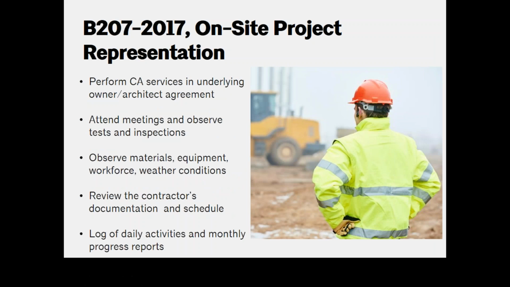So here's just a quick overview of some of the services that are in that B207 document. The first thing that the on-site project representative has the authority to do and will be performing are all of the construction administration services in the underlying owner-architect agreement. Now, that's only one line in this entire document referencing back to whatever the underlying owner-architect agreement is, but that's a lot of work. If you're thinking about a complex project, you're talking about RFIs that are happening almost daily, submittals that can be pretty daunting to review, and reviewing payment applications that can be pretty complex as well.